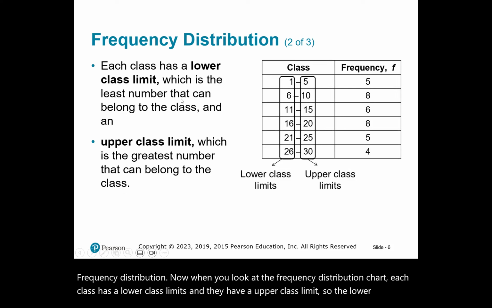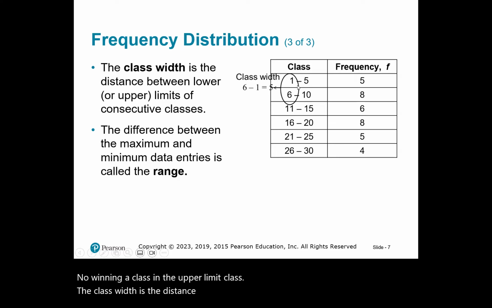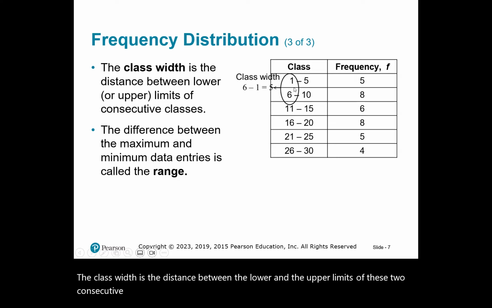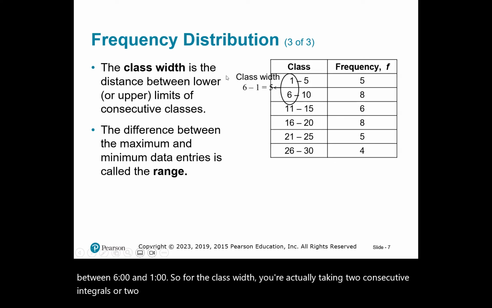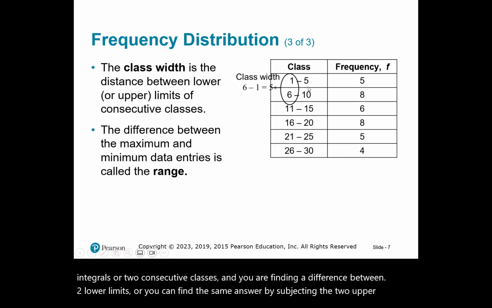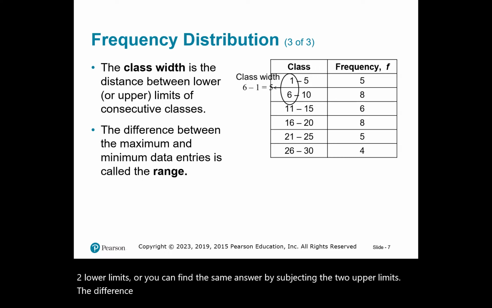The class width is the distance between the lower limits of two consecutive classes. So it's not the difference between 5 and 1, it's the difference between 6 and 1. For the class width, you take two consecutive classes and find the difference between the two lower limits, or you can find the same answer by subtracting the two upper limits. The difference between the maximum and minimum data entries is called the range. In statistics, the range is always the difference between the lowest number and the highest number.